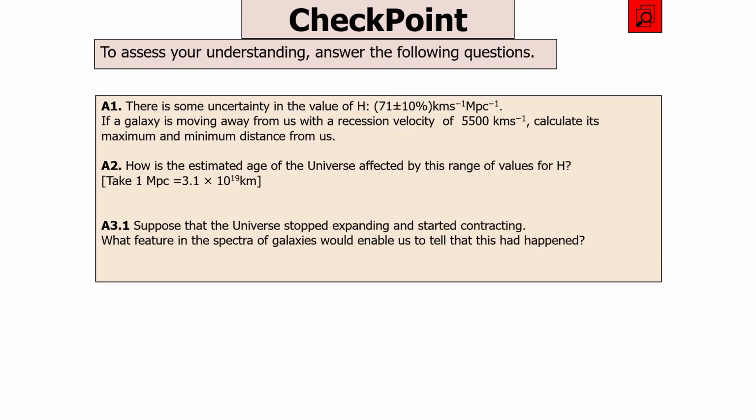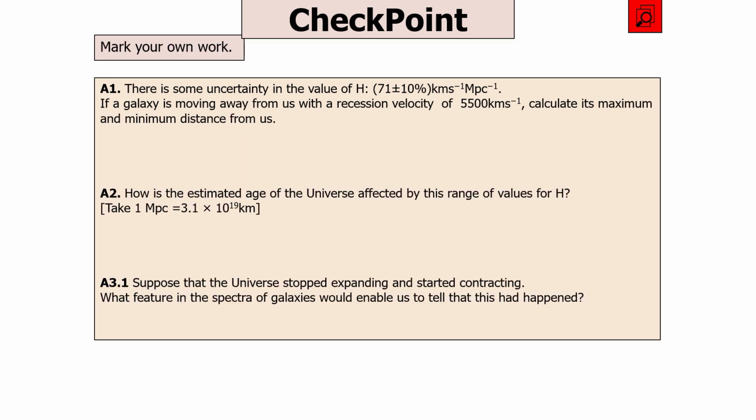The next question says there's some uncertainty in the value of H, 71 plus or minus 10% kilometers per second per megaparsec. If the galaxy is moving away from us with a recession velocity of 5,500 kilometers per second, calculate its maximum and minimum distance from us. And how is the estimated age of the universe affected by this range of values for H? And then suppose that the universe stopped expanding and started contracting. What feature in the spectrum of the galaxies would now enable us to tell that this had happened? So pause the video now, then unpause the video when you want to go through your answer.